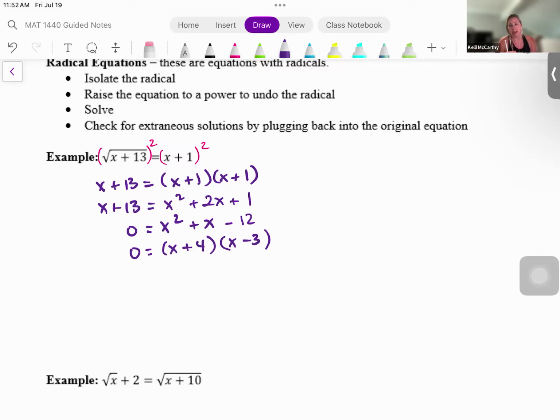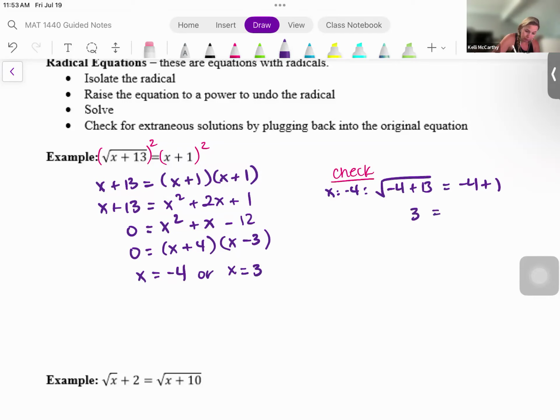And if I were to set each of these factors equal to 0, we would get x equals negative 4 or x equals positive 3. But we have to check both of those solutions. So first checking x equals negative 4. I've got the square root of negative 4 plus 13 equals negative 4 plus 1. So negative 4 plus 13, that's going to be 9. The square root of 9 is 3 equals negative 3. This is not true. So negative 4 is not a solution.